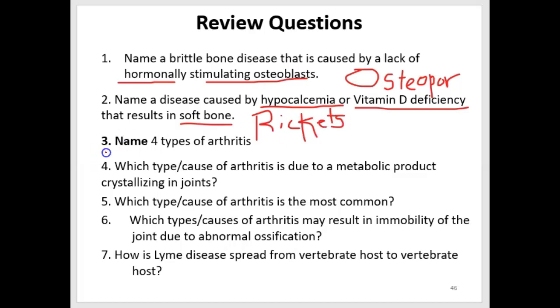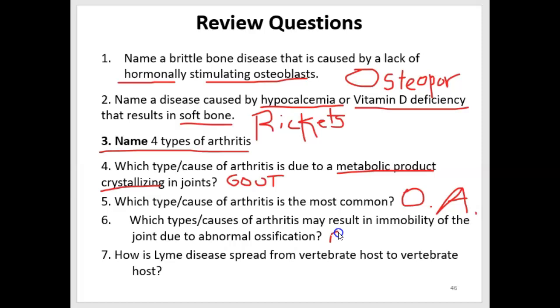Then you should be able to name 4 types of arthritis: osteoarthritis, rheumatoid arthritis, gout, and Lyme disease. But which of those is due to a metabolic product crystallizing in a joint? And that would be gout. And which type is the most common? Osteoarthritis. Oops, that's supposed to be an A. Osteoarthritis. And 6, which type of arthritis could cause immobility of the joint?